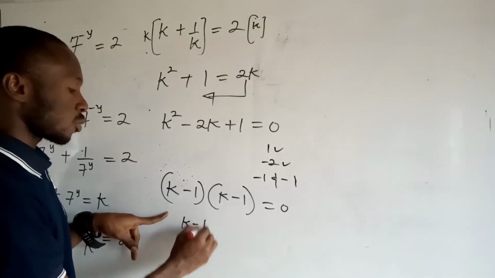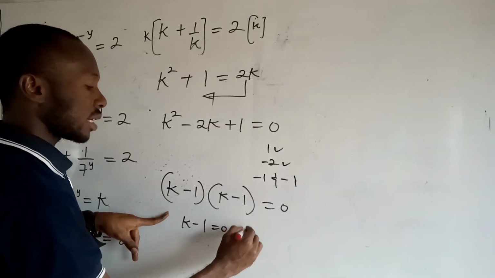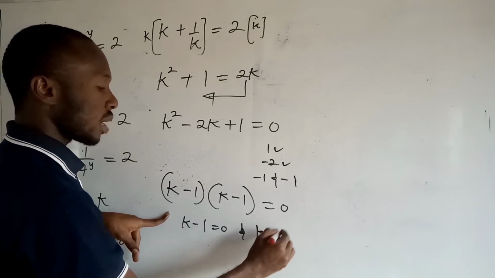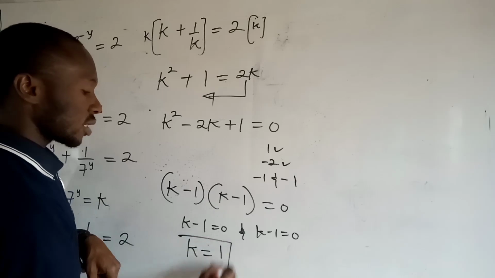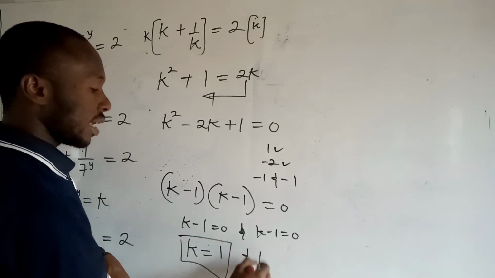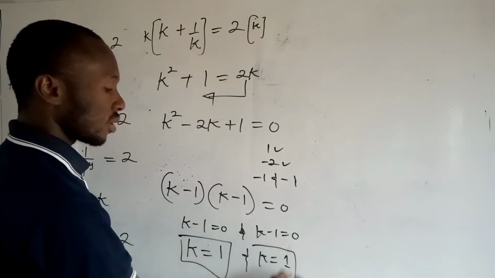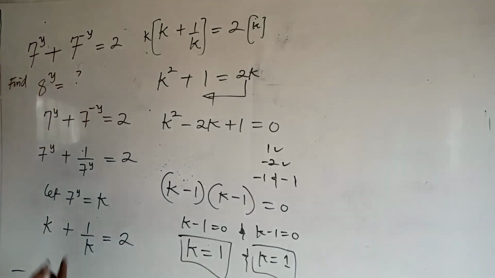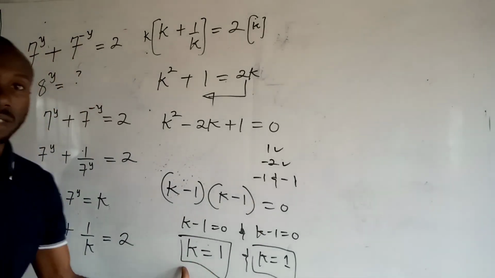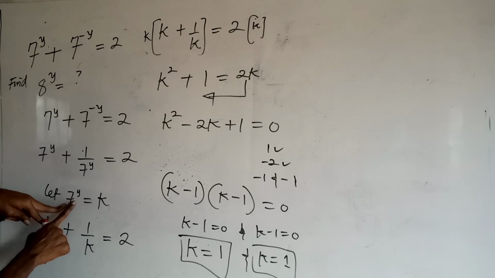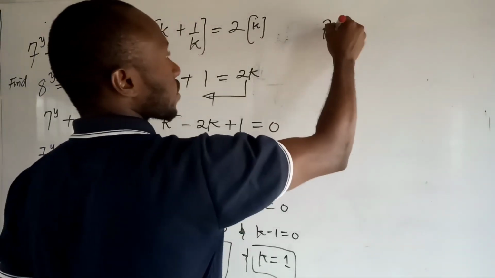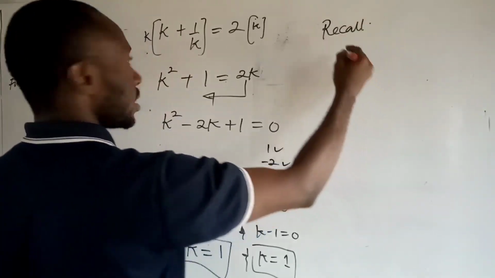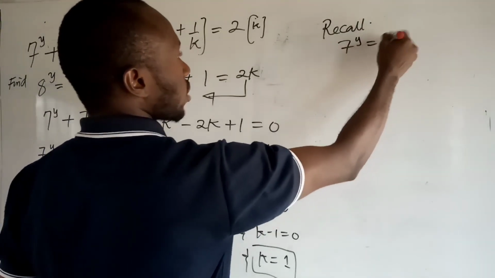So I have k - 1 = 0, and I have k - 1 = 0. Of course, here k is equal to 1 for the first value of k, and k is also equal to 1 for the second value of k. But remember, we made an initial statement that let 7^y be equal to k. So I'm going to recall this statement. Recall that 7^y is equal to k.